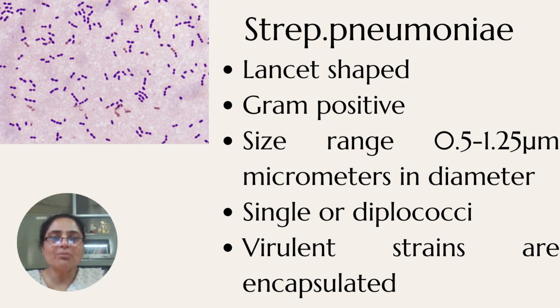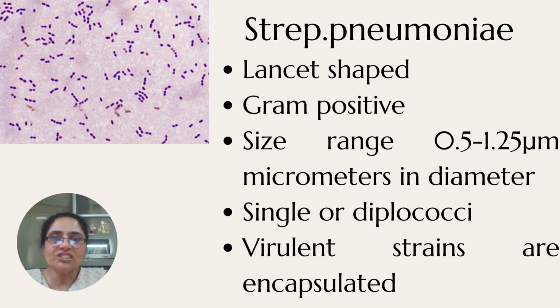It's lancet shape. That means one end will be pointed and another one will be broad. And in case of Streptococcus pneumoniae, the broad ends are facing towards each other while the narrow ends are opposite to each other. So it's a diplococcus, and as you can see in the image, there is diplococcus, broader end towards one side and narrower end to the opposite sides of each other.